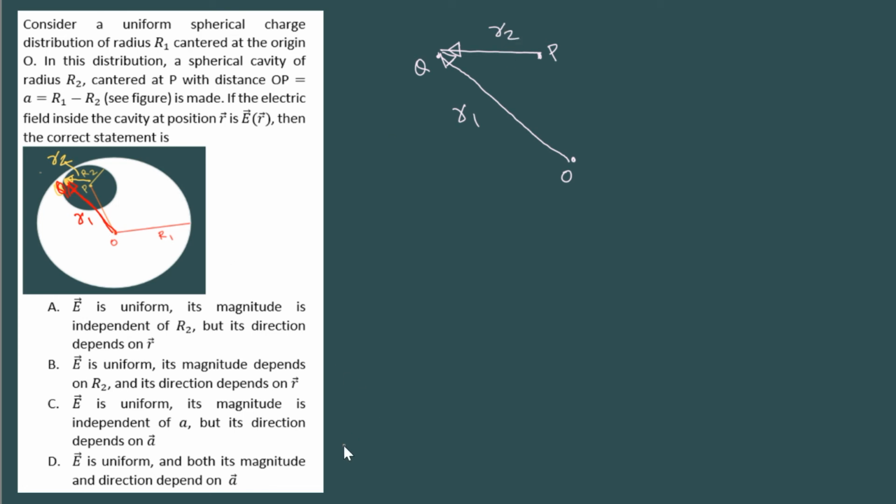Okay. Now, let's say there is no cavity. If I consider that there is no cavity, and I'm trying to get the electric field due to the entire charge present in the bigger sphere at that location Q, then I have to consider only the charge within radius R1, right? So that would generate an electric field radially outwards. That is E1.